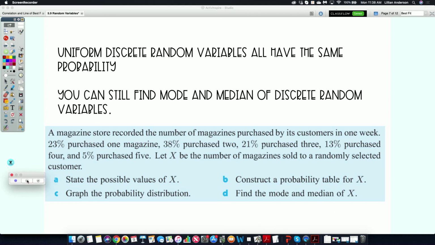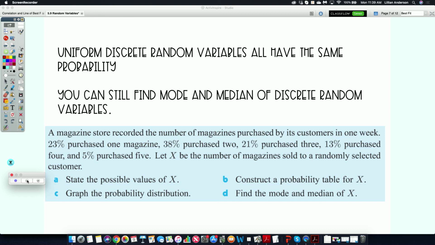A magazine store recorded the number of magazines purchased by its customers in 1 week. 23% purchased 1 magazine, 38% purchased 2, 21% purchased 3, 13% purchased 4, and 5% purchased 5. Let X be the number of magazines sold to a randomly selected customer. We want to state the possible values of X, construct a probability table for X, graph the probability distribution, and then find the mode and median of X, capital X.